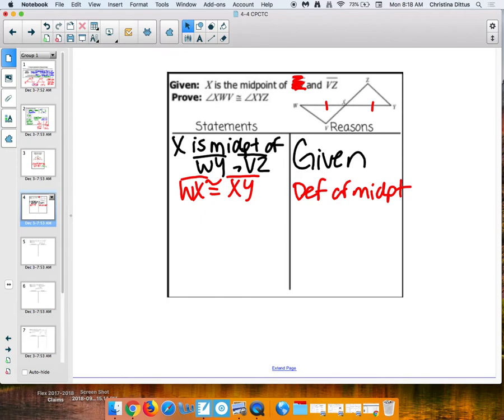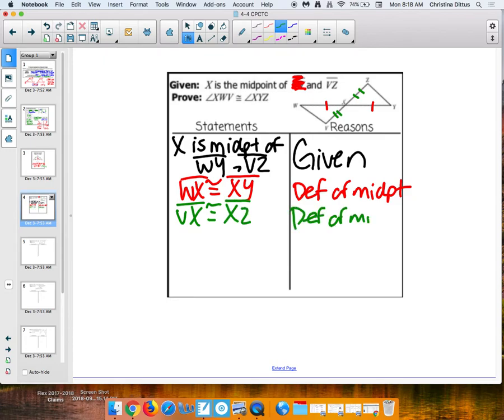What else do I have for my given? X is the midpoint of VZ. So what do I know? VX is congruent to XZ. Why? Definition of midpoint. Okay, given's all done. That means I'm up to my picture. What's my picture say? Vertical angles, yeah.